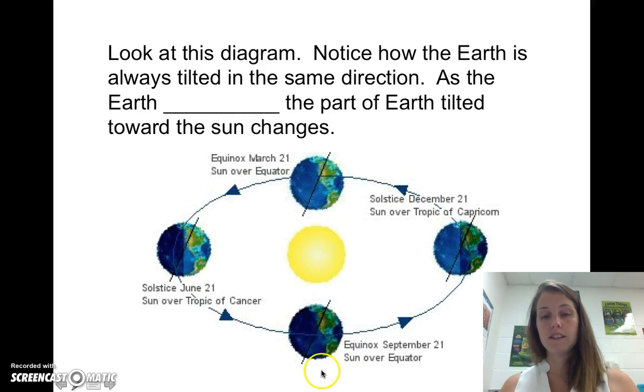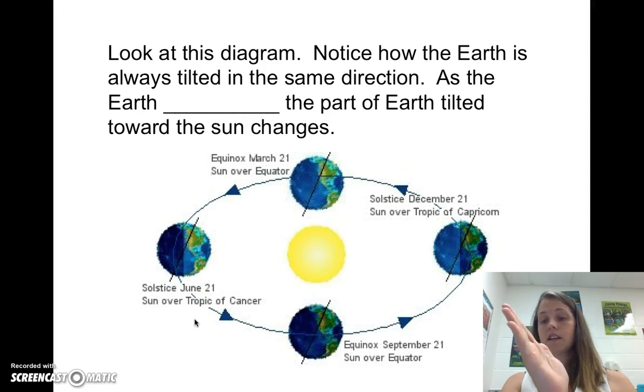So here's our little example. Notice how the Earth does not tilt back and forth. It doesn't do one of these, okay? The tilt stays the same the entire time.